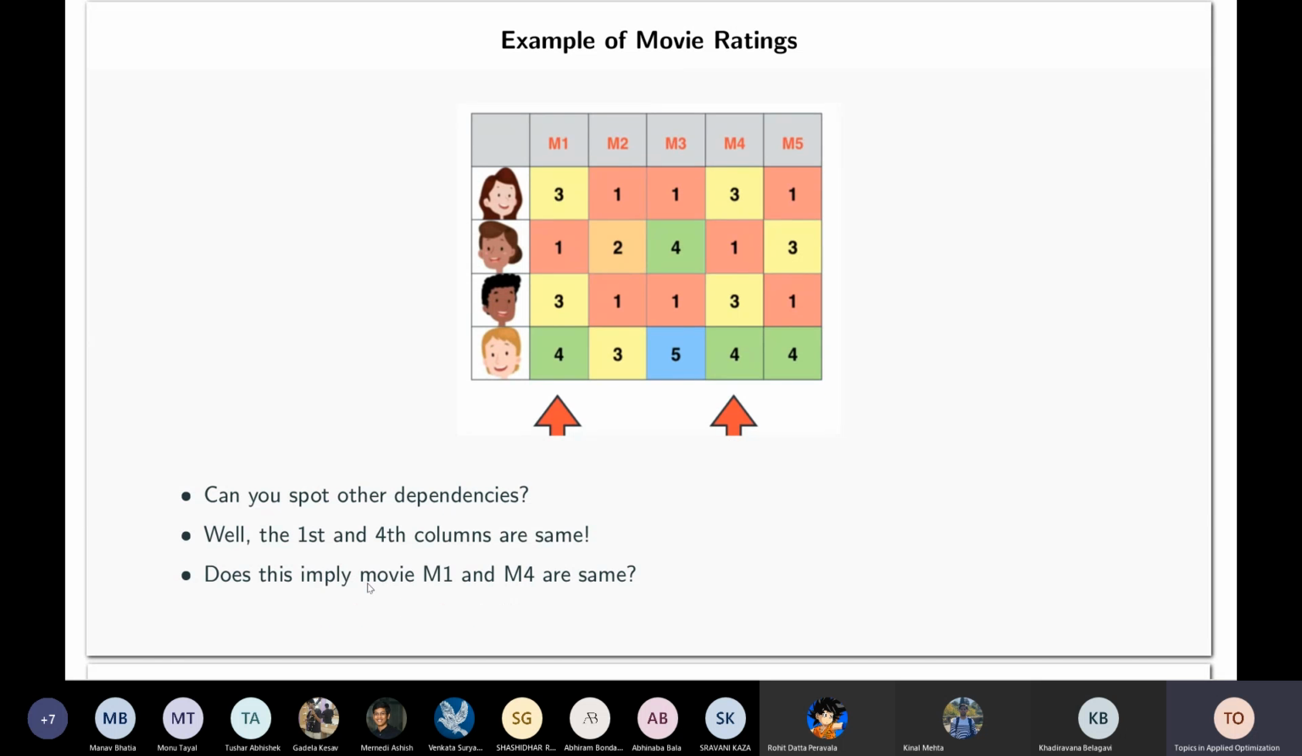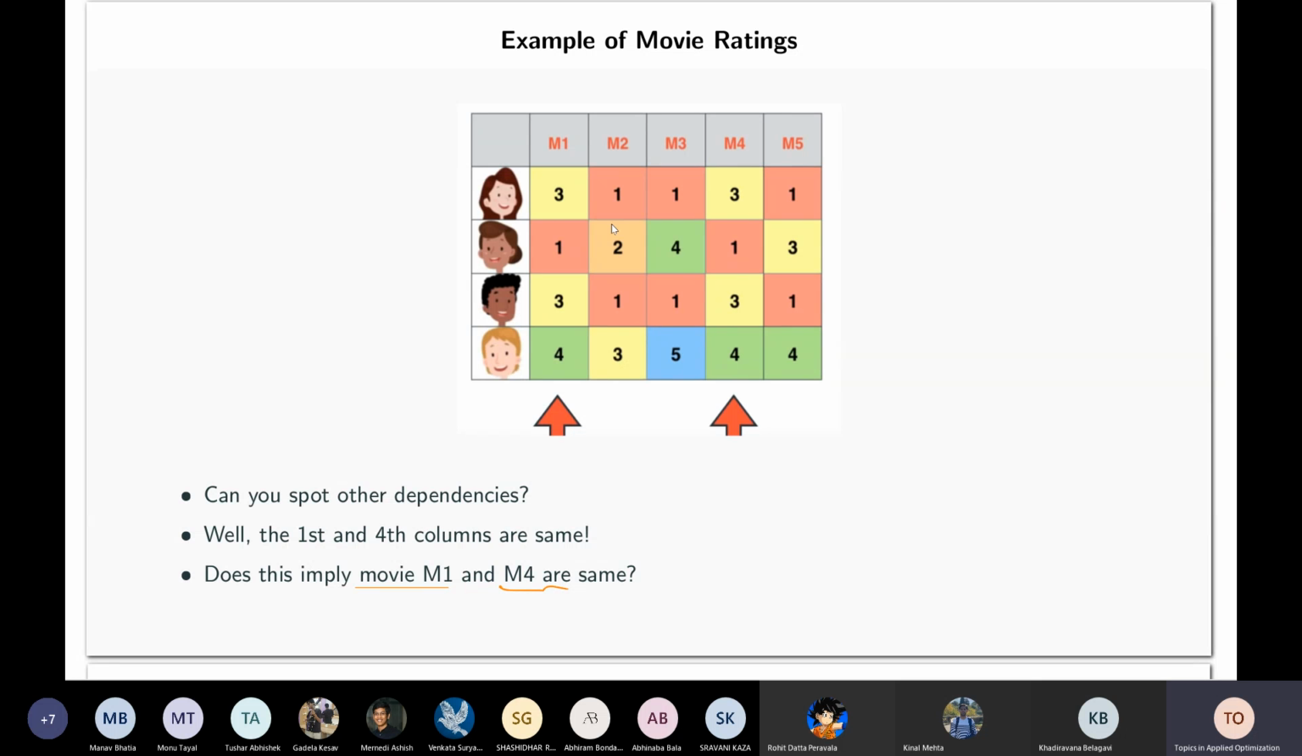But does this imply that movie M1 and movie M4 are the same? For all the users, the ratings are matching for movie M1 and M4. Then the question is, does this imply that movies M1 and M4 are the same? Well, they may not be the same, but what it does imply is that many of the features of these movies may actually be the same.